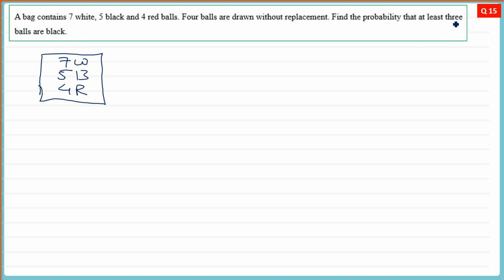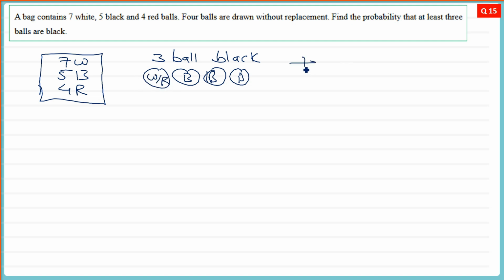So what does it mean? At least 3 balls are black means we need 3 blacks because there are 4 being drawn. So either 3 balls are black along with some other color. It can be white, it can be red. So let's assume that the 3 are black. The first one comes out to be a white or it can be a red, and these can come in any order, at least 3.